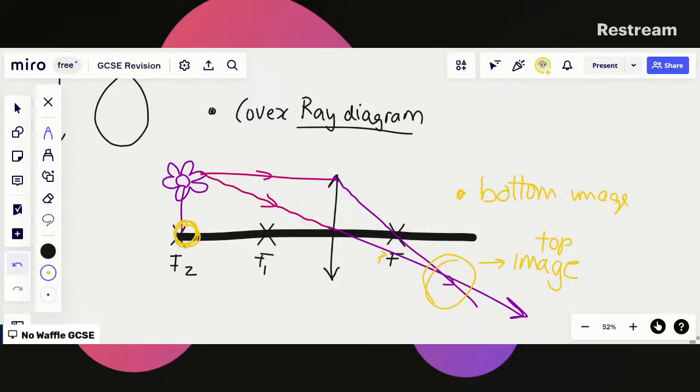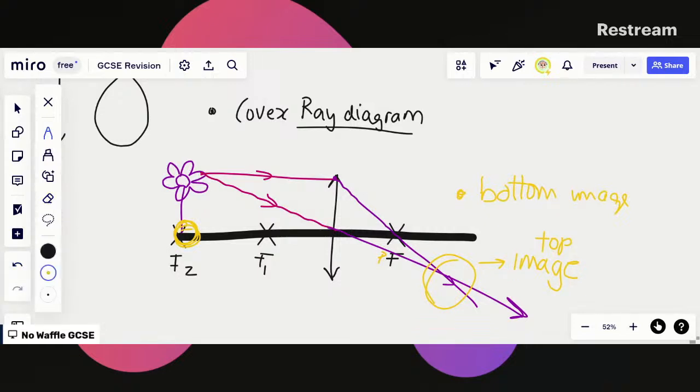Now you're going to repeat the process for a point on the bottom of the object, as we just said, and you're going to realise that the bottom is also on the axis. So repeat the process. When the bottom of the object is on the axis, the bottom of the image is also on the axis. So let's repeat the process for the bottom.